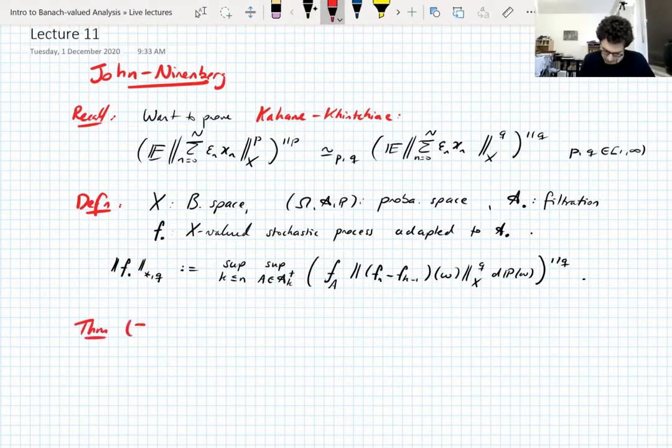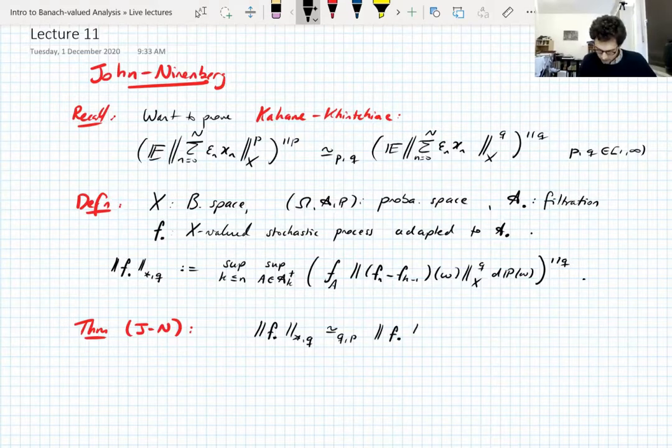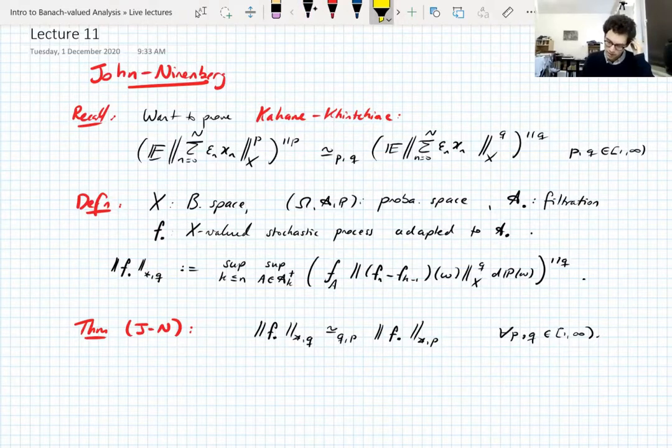And the John-Nirenberg theorem, for stochastic processes at least, is that this measure of oscillation in Q is equivalent to the same thing with P instead of Q. It's for all P and Q. And as I said on Thursday, the way that we deduce Kahane-Khintchine from this is by realizing these Rademacher averages as exactly these quantities here for a particular choice of F. That'll take some more derivation. We'll do that on Thursday, but for now, we'll just prove John-Nirenberg.